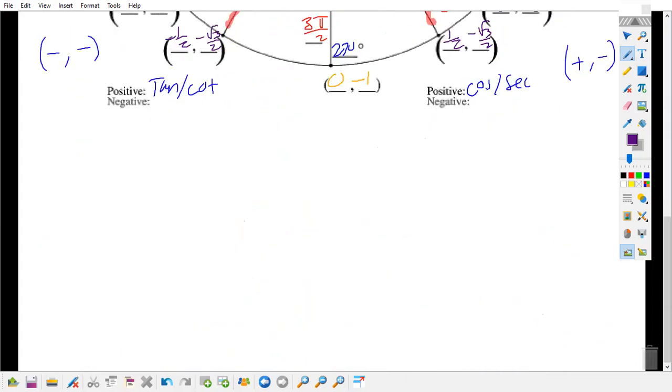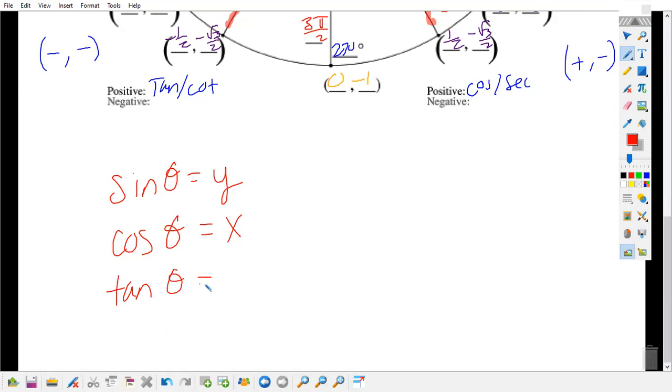At the bottom, we're going to write all of our ratios. So sine of an angle is just going to equal the Y coordinate. Cosine of an angle is going to equal your X coordinate. Tan of an angle is going to equal your Y divided by your X, which means that you're taking Y and multiplying it by the reciprocal of X. Because when you divide fractions, you keep, change, flip, right? We keep the numerator, change to multiplication, and multiply by the reciprocal.